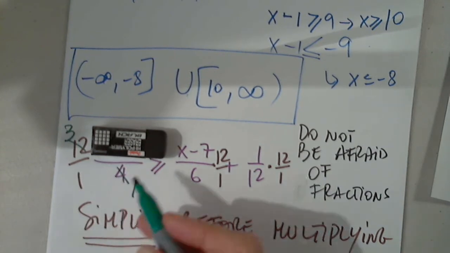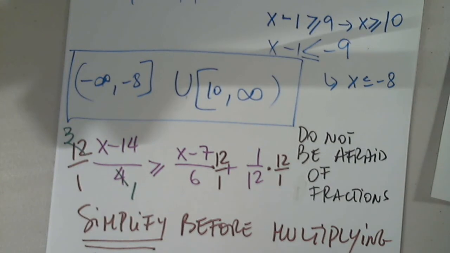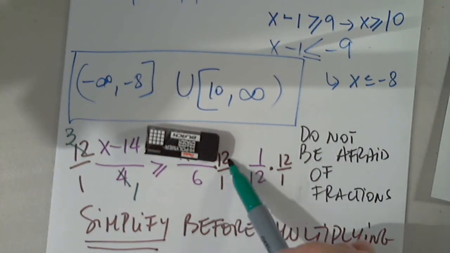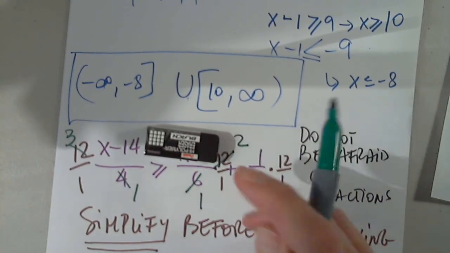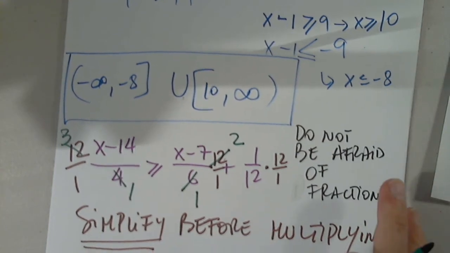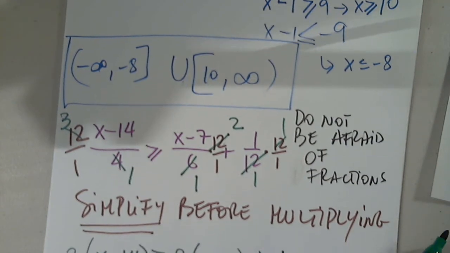So now I write 3 times whatever it's in there. Greater than or equal to. I simplify. I don't care what's up there. 6 and 12. 6 divided by 6, 12 divided by 6. And now this becomes 2x minus 7. And of course, plus 1.